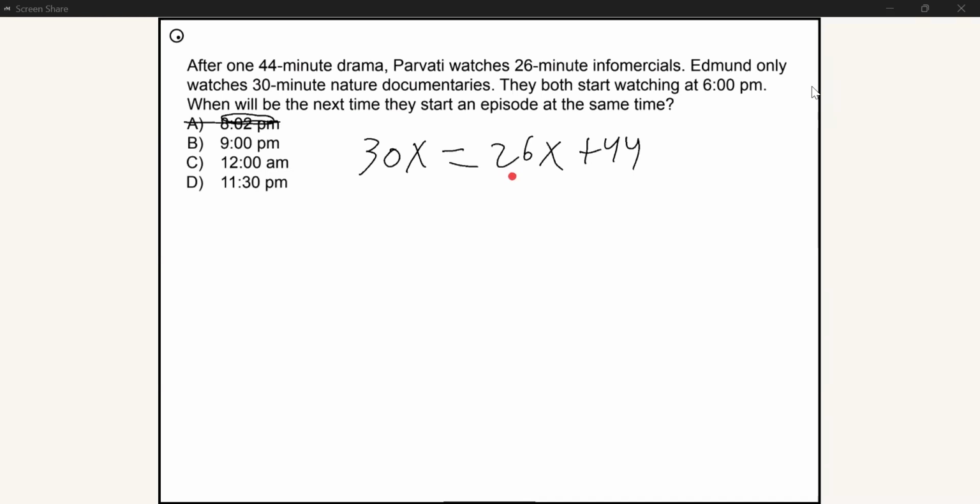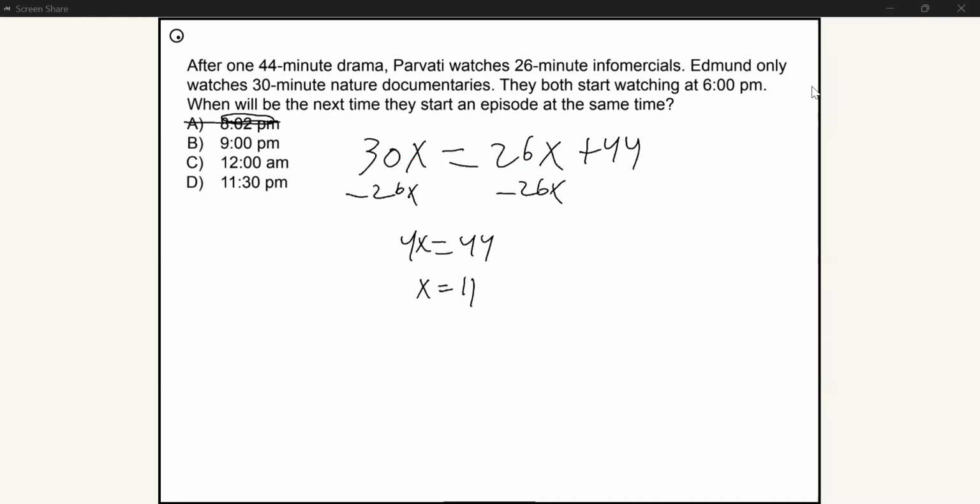And then let's see what happens when we subtract 26x from both sides. We'll get 4x equals 44. So x equals 11, which is not any of the answer choices here, although we have an 11:30 p.m. and a 12 a.m., which are kind of close, but 11 isn't the time, remember, it's the number of episodes. So what about if we plug that in? We could do either one, but I like Raymond or Edmonds because it's 30x.